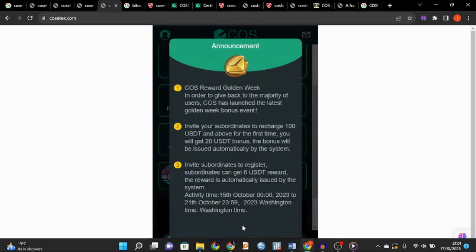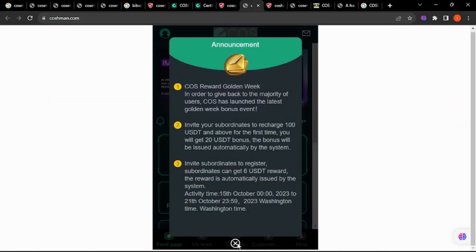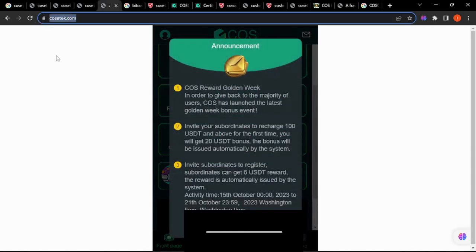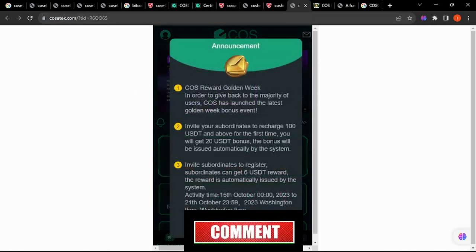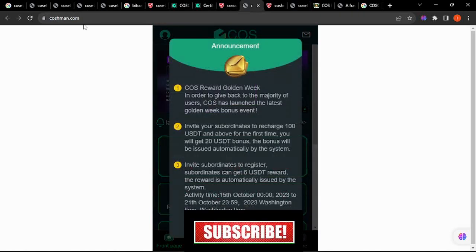Comparing the layout of Cosetek, Coscoin, and Coshman, you can easily see that these platforms are totally similar. All the adverts are the same, all the announcements are the same, meaning these people are operating all these three addresses at the same time, and they are getting as much money from everybody as possible.